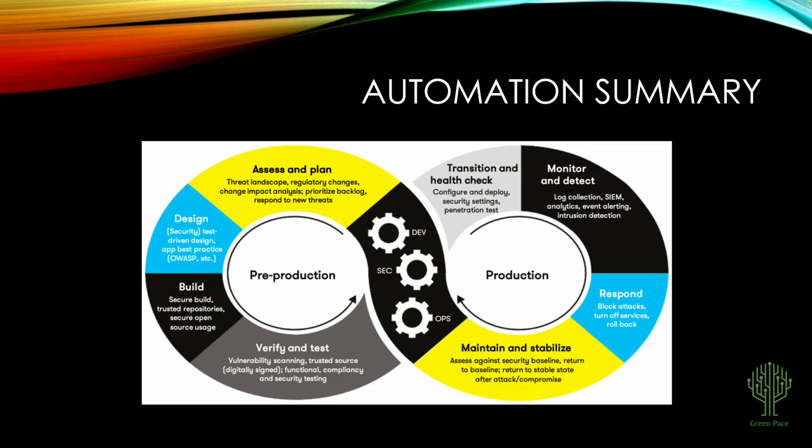This diagram shows how automation supports every phase of the DevSecOps process at GreenPace. In the pre-production stages, such as design and build, we use IDE security plugins and static analysis tools to catch vulnerabilities early. During verify and test, we automate security testing and enforce coding standards. Once we move into production, we use logging, intrusion detection, and performance monitoring to catch live issues. Even after deployment, automation helps us roll back changes and stabilize the system when needed. This continuous loop ensures that security is never an afterthought, but that it's built into every stage of the development process.